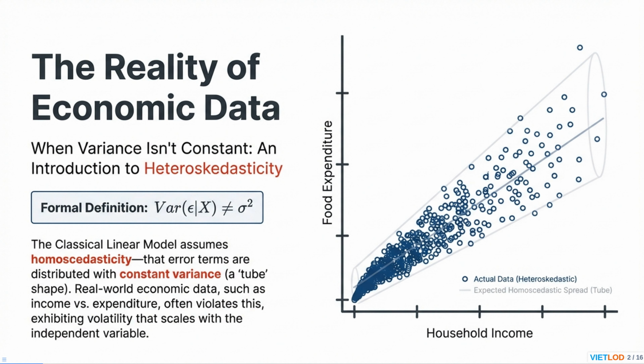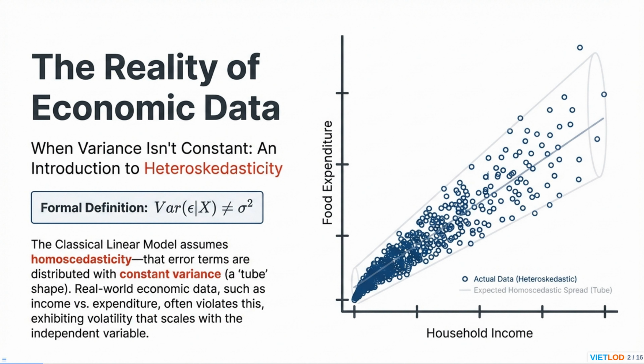Take this chart of household income versus food expenditure. As income increases, notice how the spread of data points widens into a fan shape. This is heteroskedasticity. Formally, we define it as the variance of the error term, conditional on our independent variables, not being equal to a constant sigma squared.